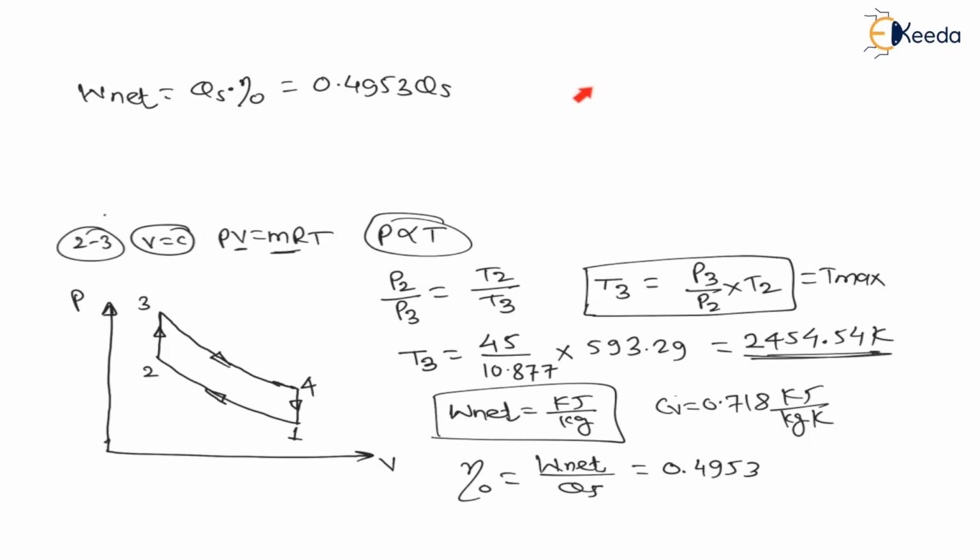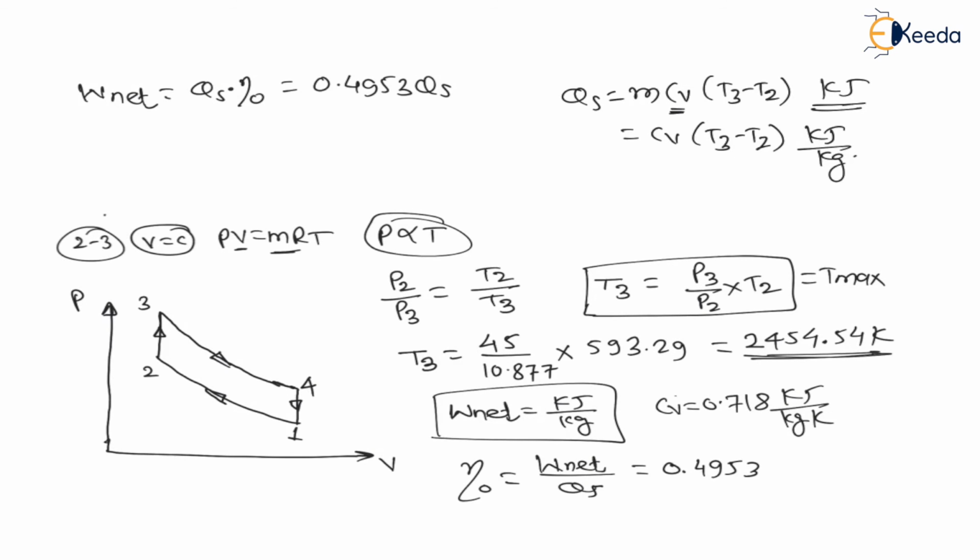Now this heat supply is calculated as m Cv (T3 minus T2). For a constant volume process we have to use Cv. The answer will be in kilojoule, but they are asking in kilojoule per kg, so divide by mass. Cv (T3 minus T2) will be in kilojoule per kg, right? Since they are asking per kg, we divide by mass. So W net will be equal to 0.4953 times the heat supplied, Cv (T3 minus T2).